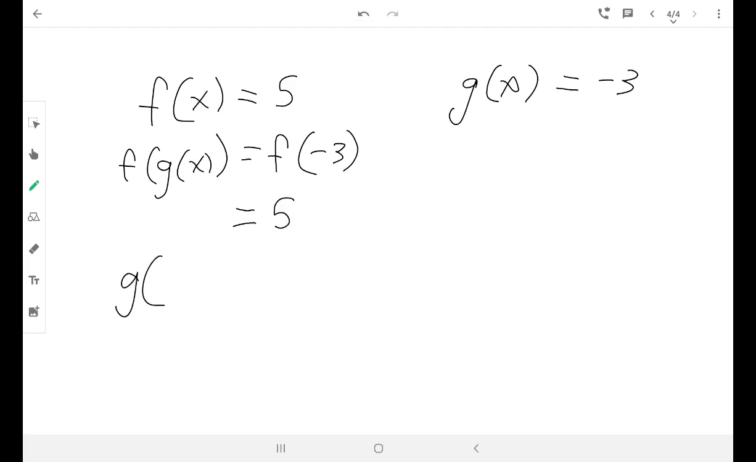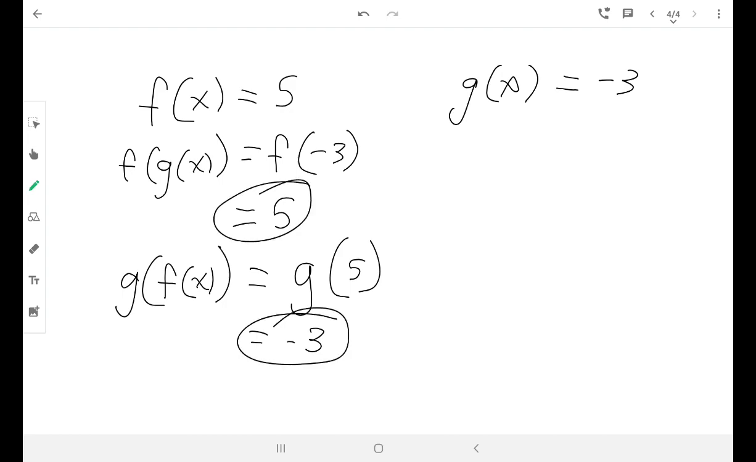And if I wanted to do g of f of x, then that's g of f of x, which is 5. So that's g of 5, but there are no x's to replace here. So g of 5, the 5 would go there, but no x to replace here. So g of 5 also equals negative 3. So then we get these answers. I hope that helps with composition of functions. Thank you very much.